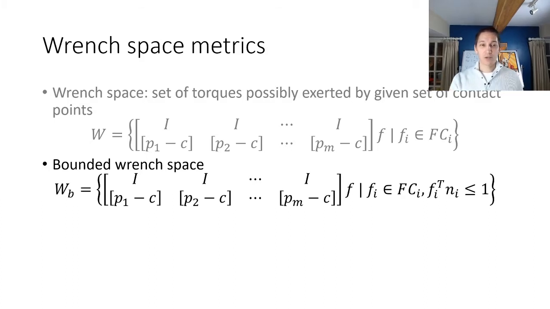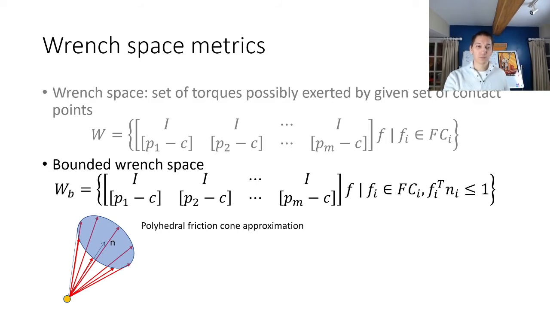Now, from this bounded wrench space, we can determine a lot of interesting things, but let's talk about first how to construct the bounded wrench space. So if you recall the friction cone, we can approximate it using a set of sampled rays along the boundary of the friction cone, and the convex hull of these rays will give us an approximation of that friction cone. This is known as the polyhedral friction cone approximation.